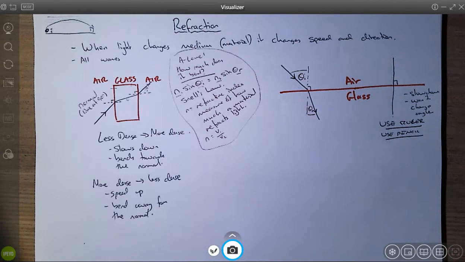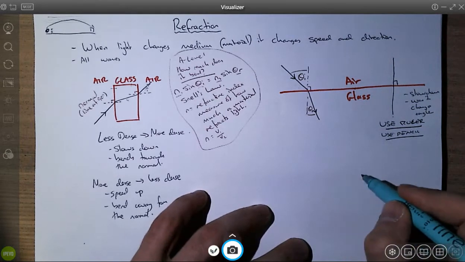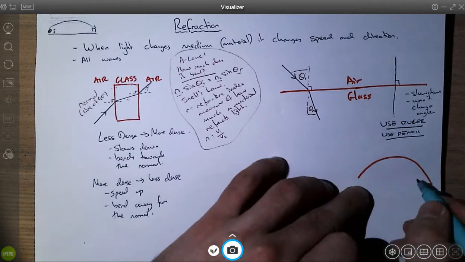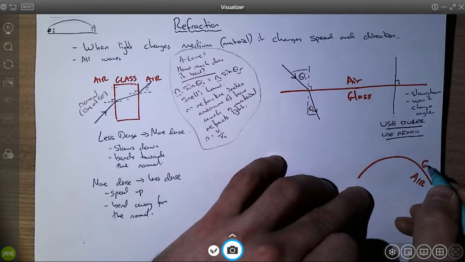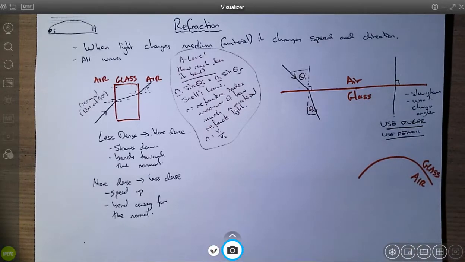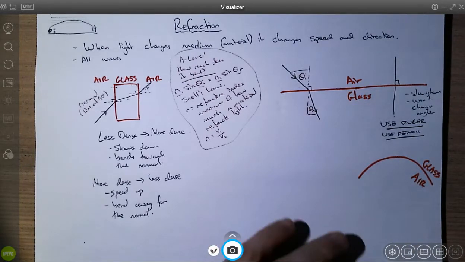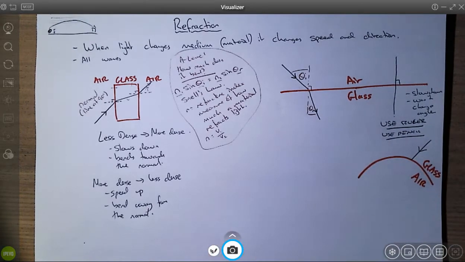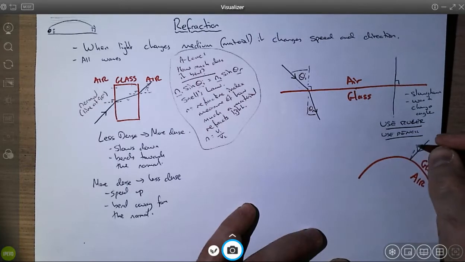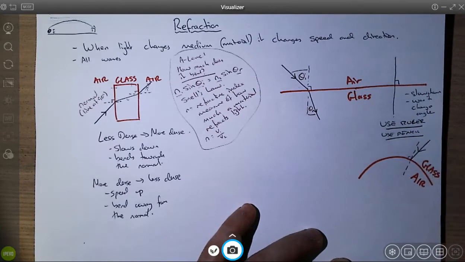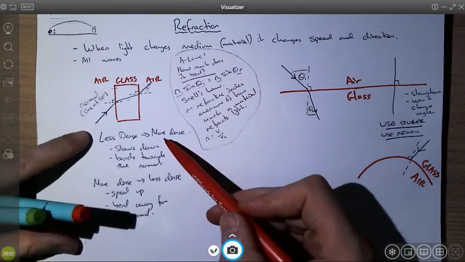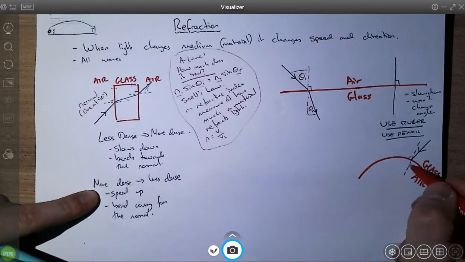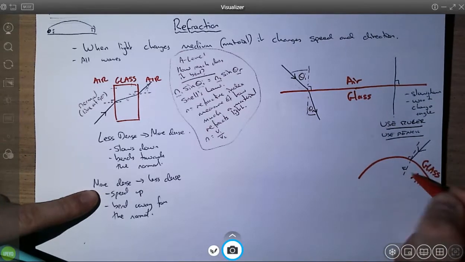Let's look at a couple of other interesting cases. So you may well get a surface like this that's curved. So let's put air here and glass here, although of course it could be the other way around. And we just really need to use our common sense now. So the light ray is coming in. We need to draw our normal at 90 degrees to the surface. We need to use this basic idea here. It's going from more dense to less dense. It's going to speed up. It's going to bend away from the normal.